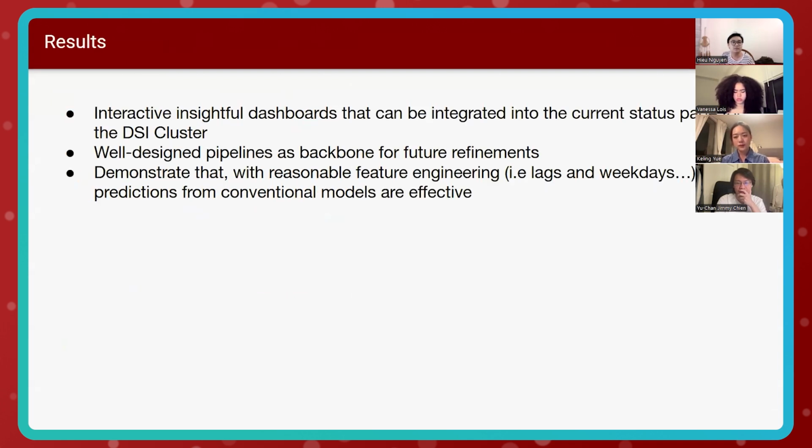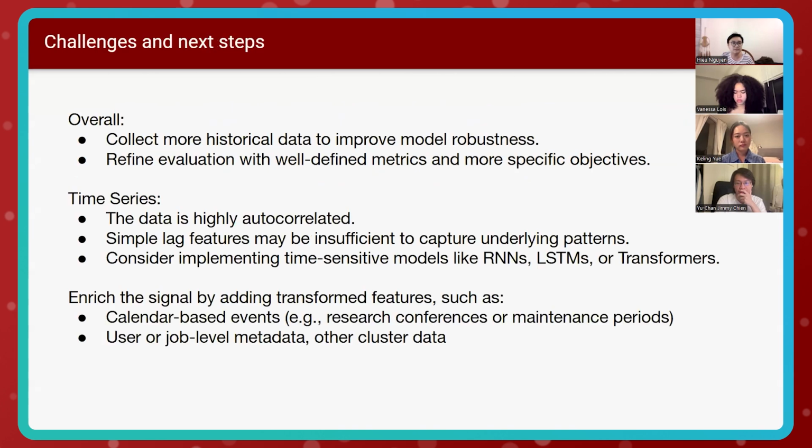Some of the results. Overall, we created an interactive, insightful dashboard that can be integrated into the current status page for the DSI cluster. We also successfully designed the pipelines that we hope to be used as a backbone for future improvements. And we try to demonstrate that with some reasonable feature engineering, for example, time and weekdays, we can have predictions from conventional models that are also very effective.